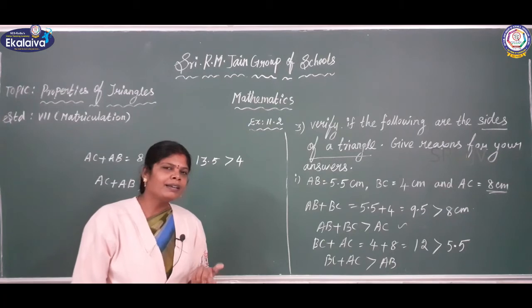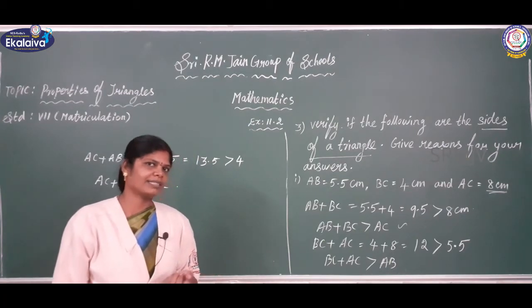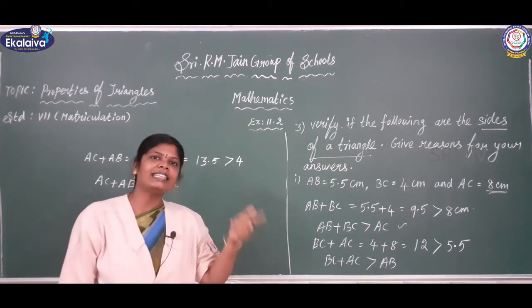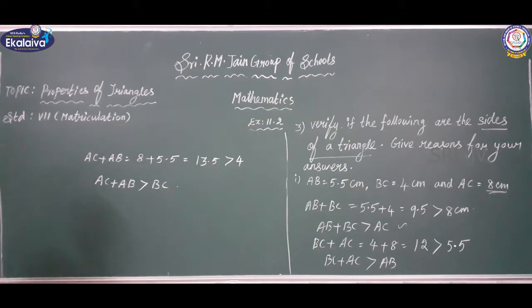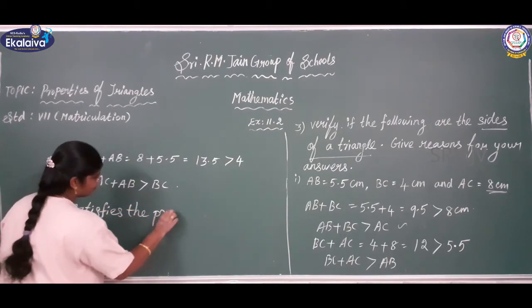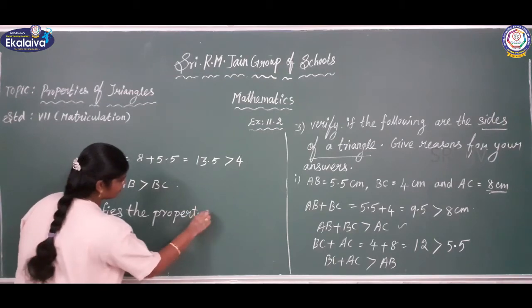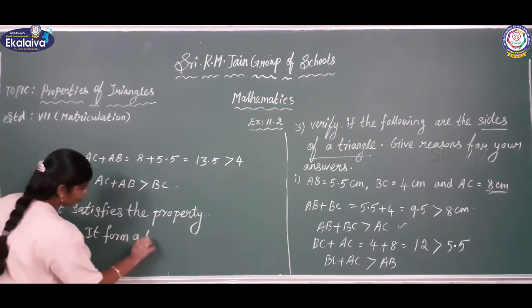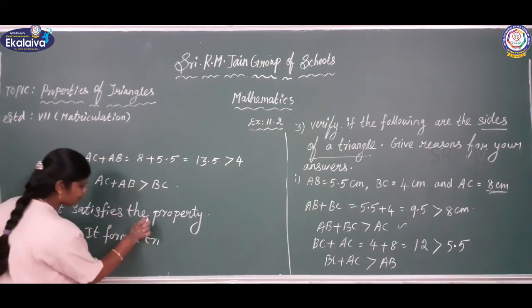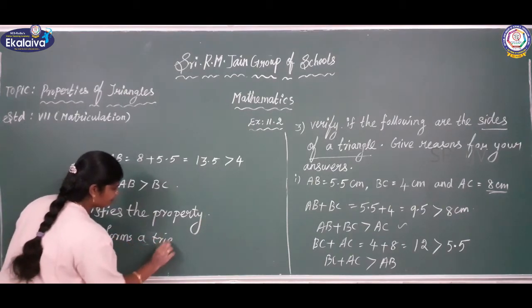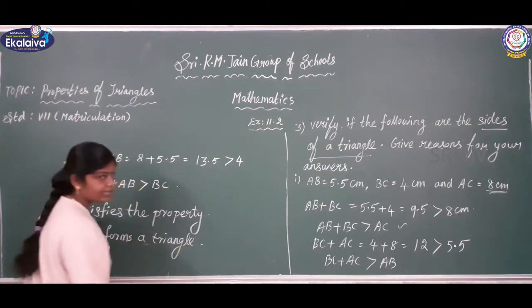What is the property? Can anyone say that? Yes. The sum of any two sides of a triangle is greater than the third side. It satisfies this condition, so it satisfies the property. Therefore, it forms a triangle. Is it clear, children?